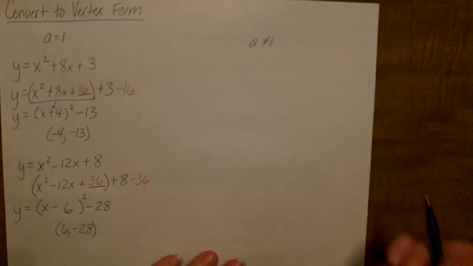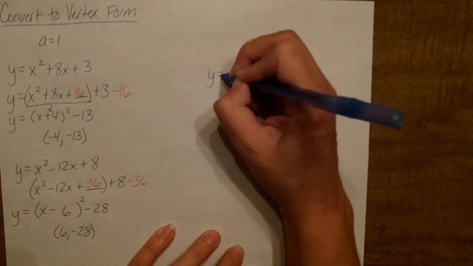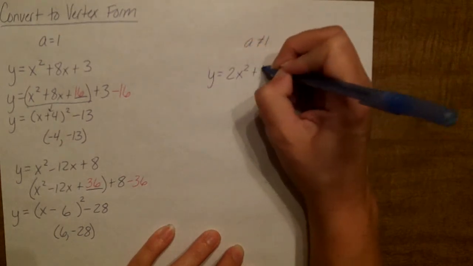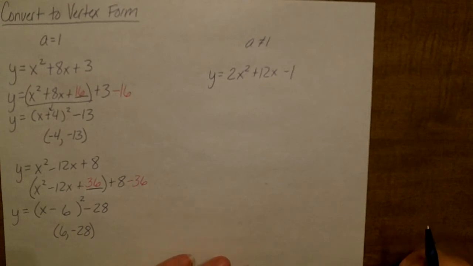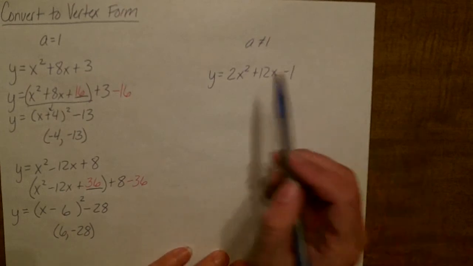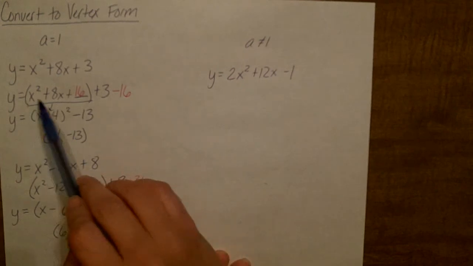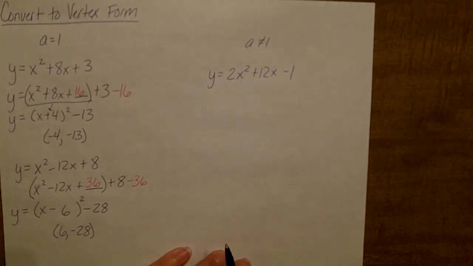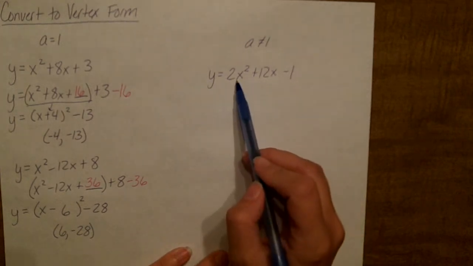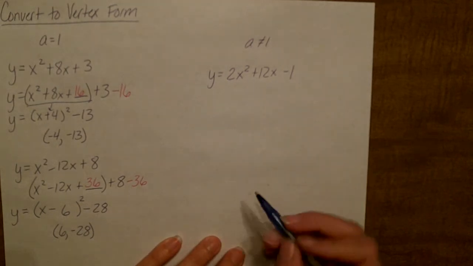If a doesn't equal 1, there's a bit more work involved. Suppose I have this equation. In order to complete the square here, I also need this 2 to be out of my way. I just want to have x squared plus something x. So the first thing I need to do is factor this 2 out of both the x squared and the x term. Just like before, I'm going to ignore the number on the end though.